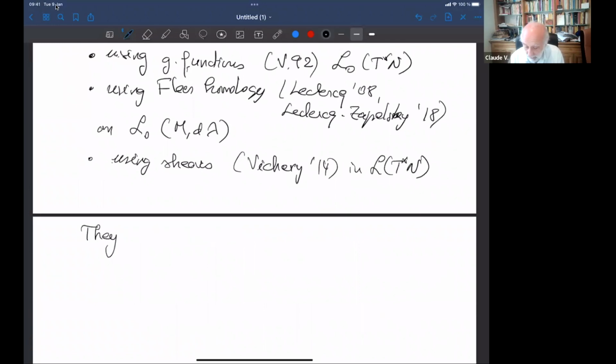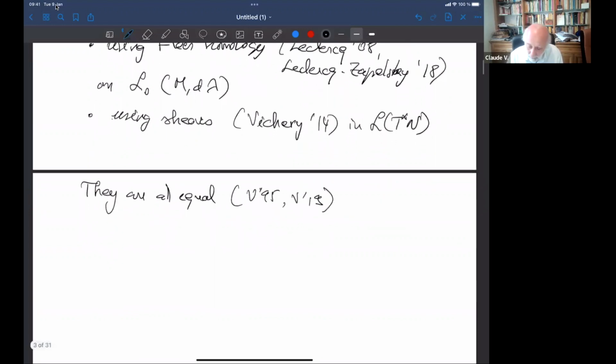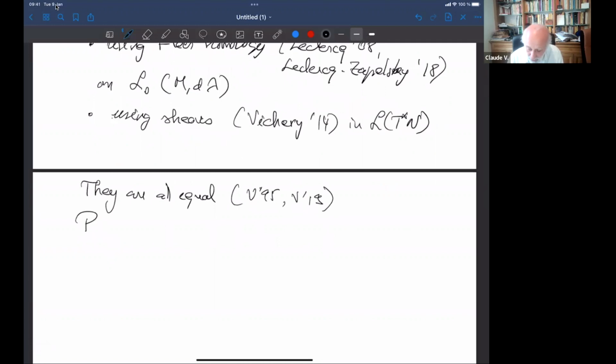And this is something I proved for some of them in 95 and for others in 2019 more recently. So the connection between sheaves and Floer homology is from 2019, and the connection between generating functions and Floer homology, of course, when they are both defined, is older. Okay, so what are the properties of this? Just to remind you.